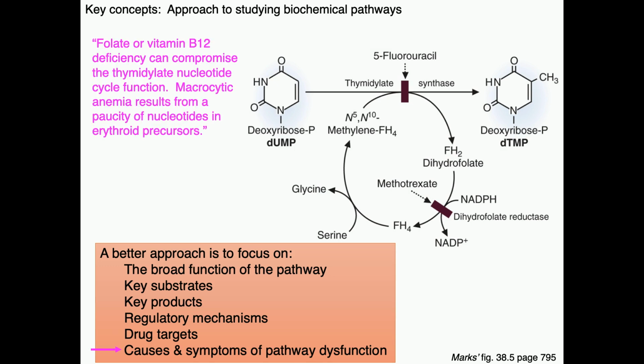Okay, and then causes and symptoms of pathway dysfunction. We know that if you don't have folic acid around, or if you have a problem with its metabolism, then you will have a paucity of nucleotides in erythroid precursor cells that will result in an anemia that will be macrocytic in nature.